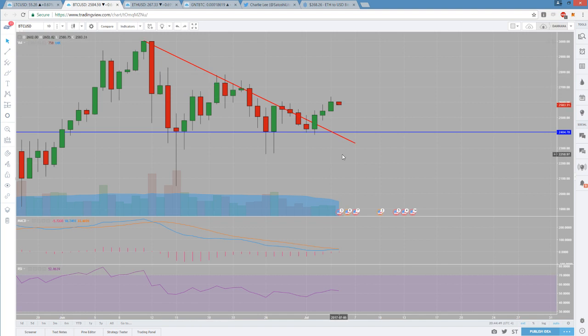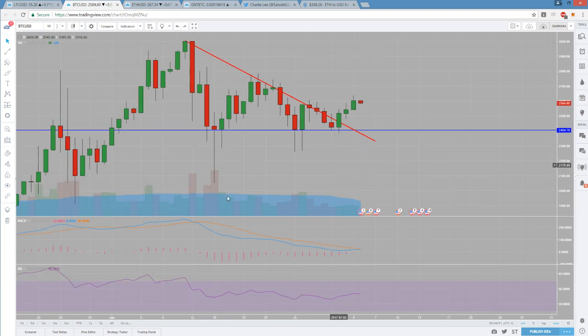Bitcoin is the second strongest. This is the daily time frame for Bitcoin, and this is a break of a descending triangle pattern. The descending triangle pattern is when you have a horizontal base of support, and this is where, even though we dipped well below this level plenty of times, we never closed below it. And you can see we held it twice.